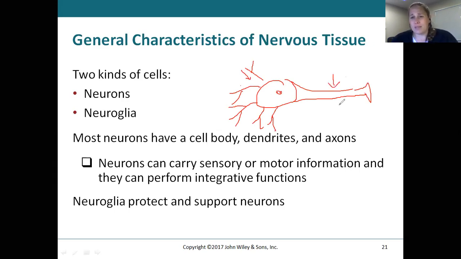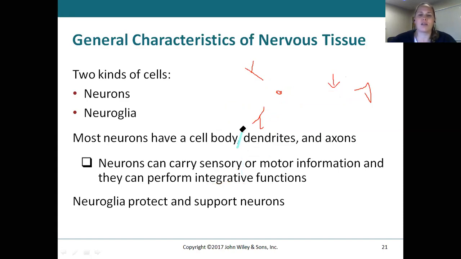We'll talk about this cell structure far more when we get to that chapter, so don't stress out about it now if that seems really in depth. But they can carry sensory or motor information and perform integrative functions, which I think is one of the main functions of the central nervous system. The peripheral nervous system is going to be carrying more sensory and motor information. And like I said before, the neuroglia protect and support the neurons, but also do their own thing a little bit and have a very important role in the brain.